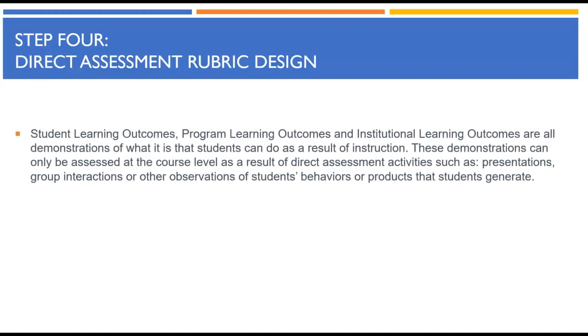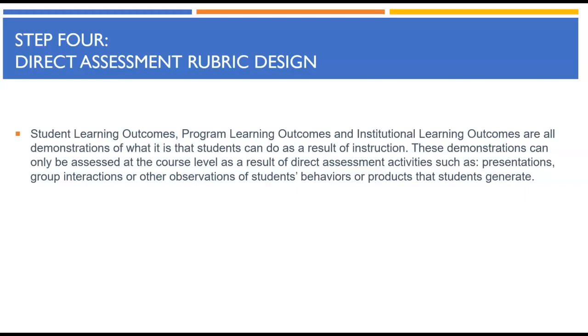Student learning outcomes, program learning outcomes, and institutional learning outcomes are all demonstrations of what it is that students can do as a result of instruction. These demonstrations can only be assessed at the course level as a result of direct assessment activities such as presentations, group interactions, or other observations of students' behaviors or products that students generate. Direct assessment allows for observation of demonstration of specific skills and competencies.